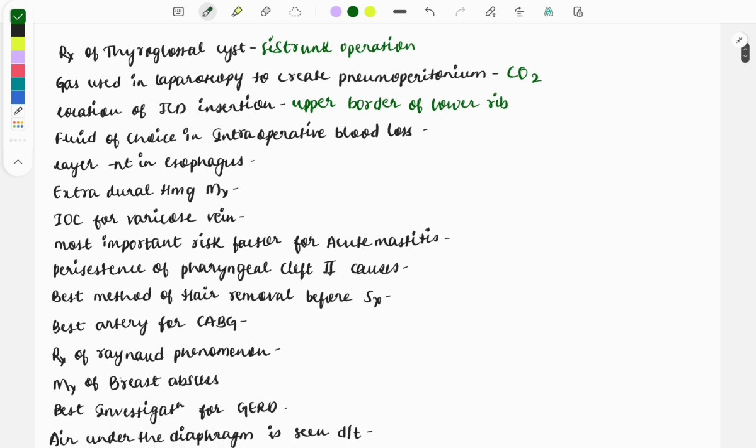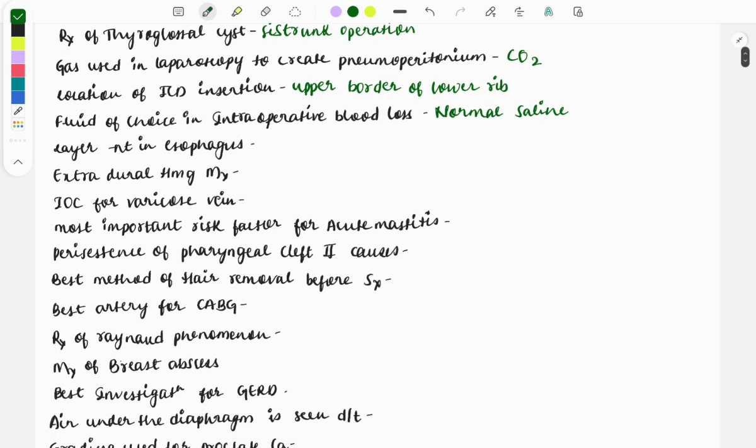Then the next question, fluid of choice in intraoperative blood loss, and the answer is normal saline. The format or the language of the question may not be the same. They may give 2-3 lines suggesting that a trauma patient or a patient undergoing surgery underwent blood loss, then ask how we manage the patient, or what is the next step in management. Based on the options and the question asked, you need to select the option.